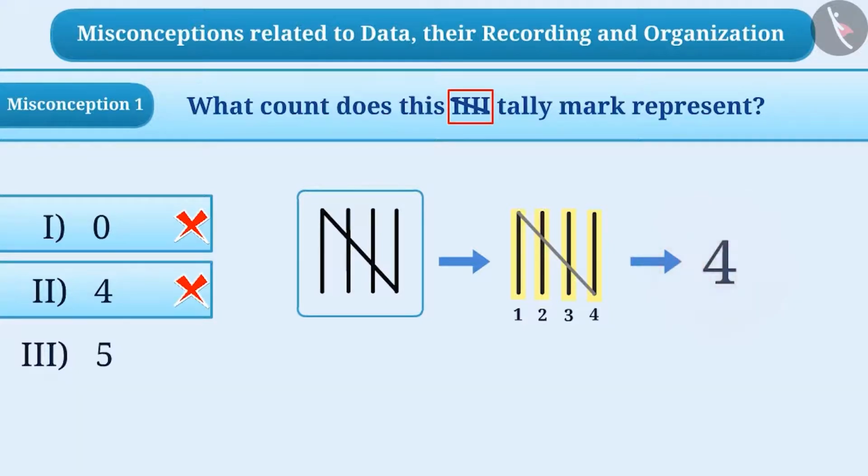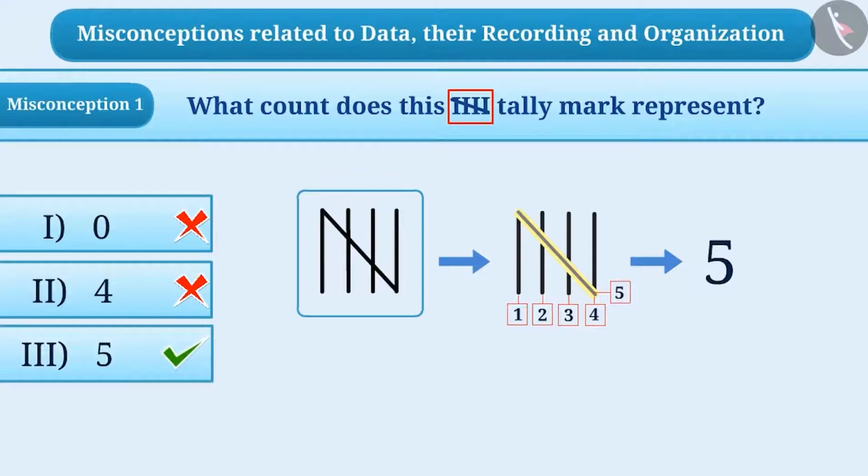Actually, the tally marks representing the number 4 have only 4 straight lines. That is, when the tally marks show 4 straight lines, its count is 4. If a slanted line is drawn on 4 lines, then the slanted line in the tally mark indicates 5th count. That is, this type of tally mark is counted as 5, and the third option is the correct answer.